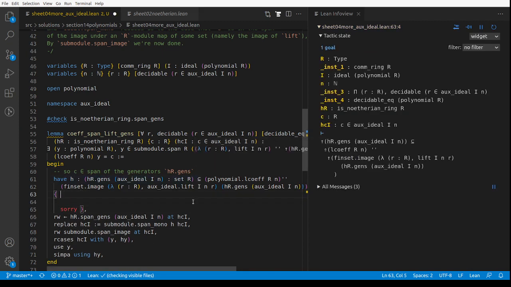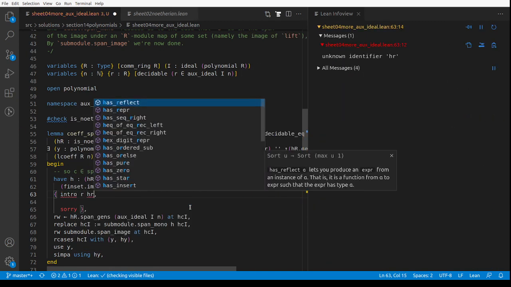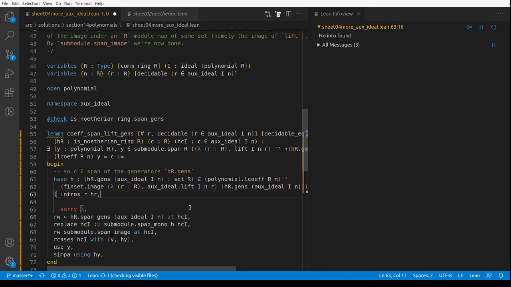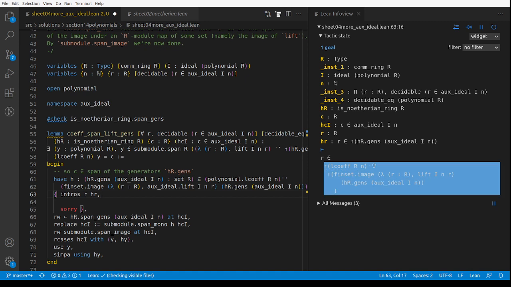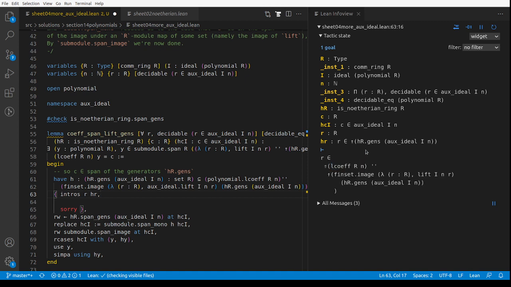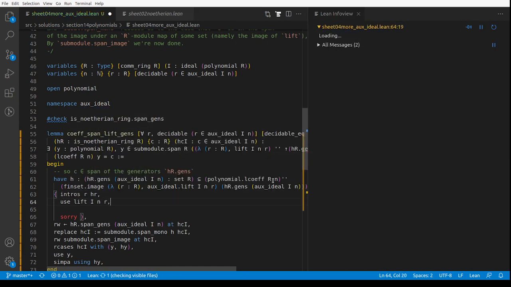So h, we've got to prove that something is a subset of something else. So let's intro r, and then hr, intros. What have we got here? r is in the ring, and it's in the generators of the auxiliary ideal. Then we've got to prove that r is in the image of the linear map, right? So we use lift, right? r is one of the generators, so we can lift r. So we can use lift inr, I guess it's called.